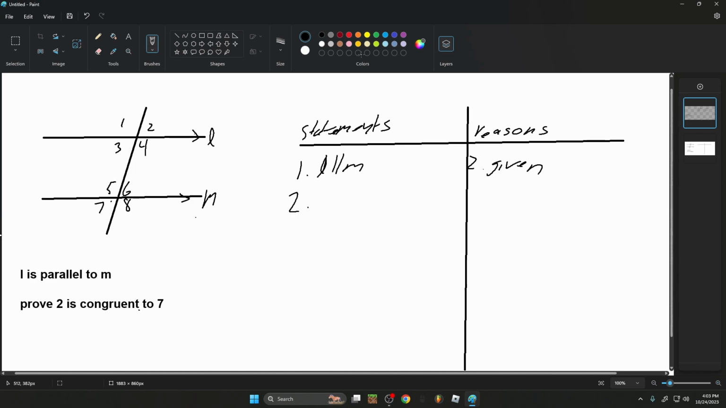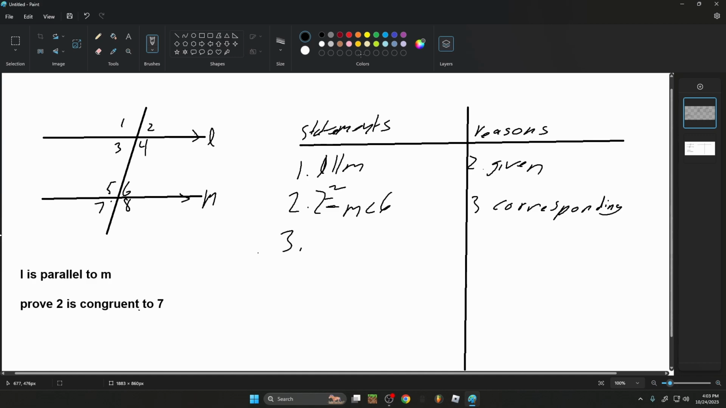For the first step, we have to connect it without using alternate exterior, because you could do 2 and 7 alternate exterior, and we're not going to do that today. So first of all, we could say angle 2 is congruent to angle 6, right? I forgot to write the angle symbol, but you get it. The reason is corresponding angles.